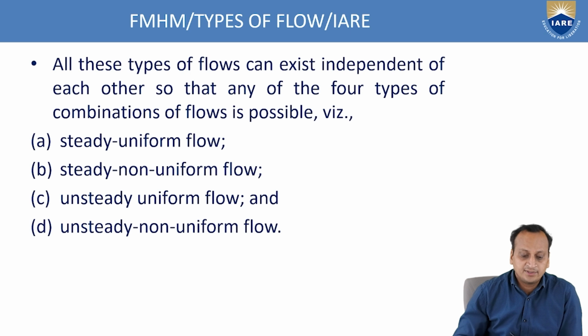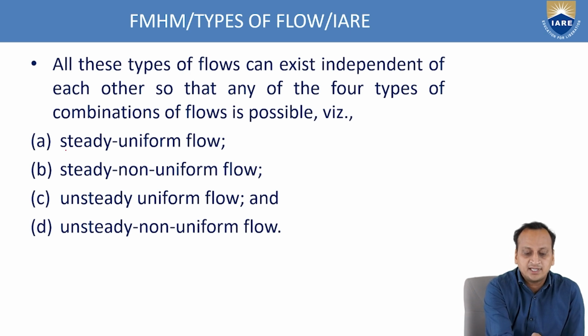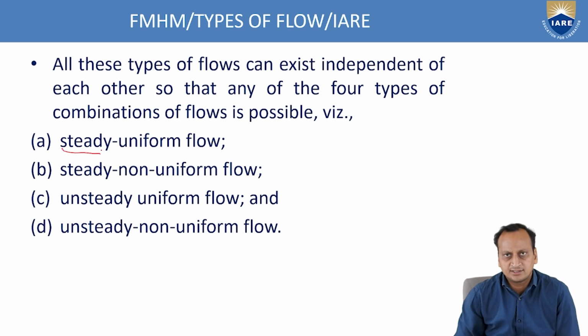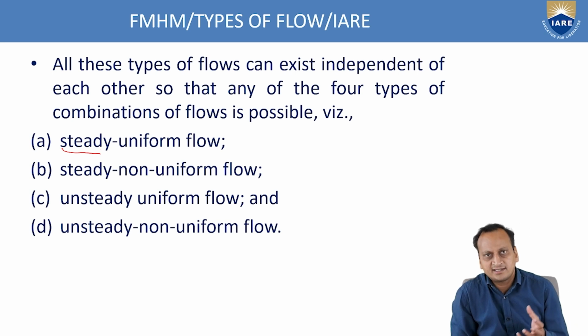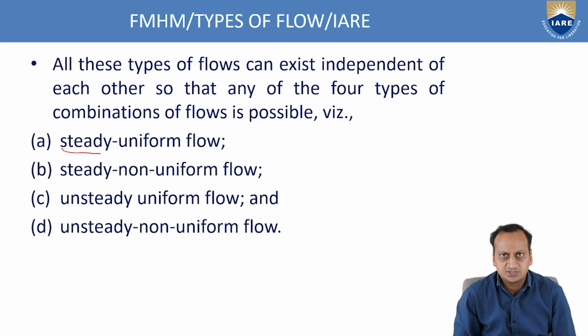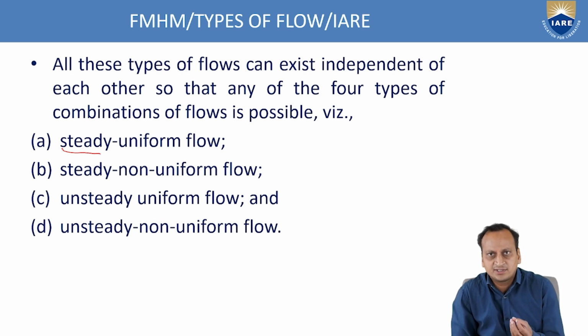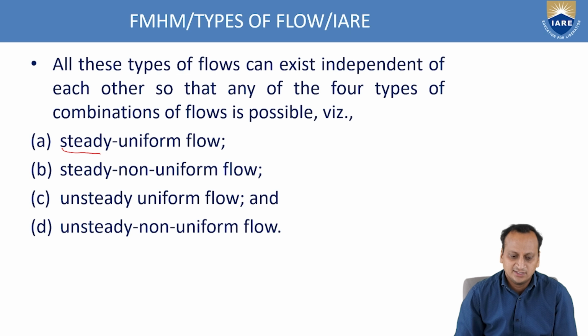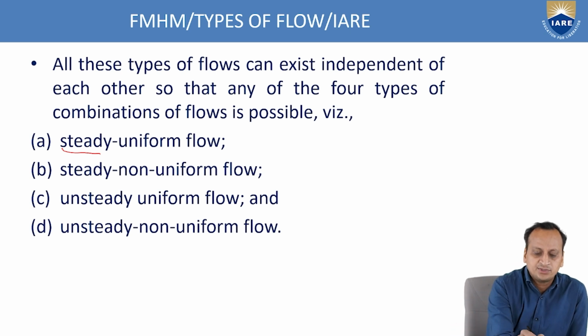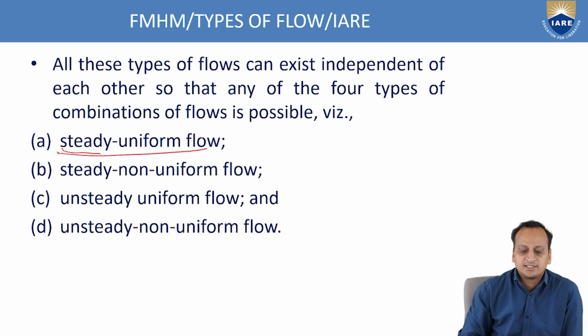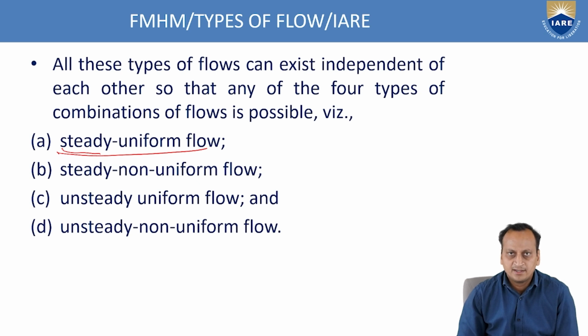Steady uniform means where velocity, pressure, density, etc., remain the same. The fluid characteristics will remain the same. That is steady. Uniform flow is where, in space, with respect to time, the velocity remains constant. So if you combine these two types of flows, that gives a steady uniform flow.